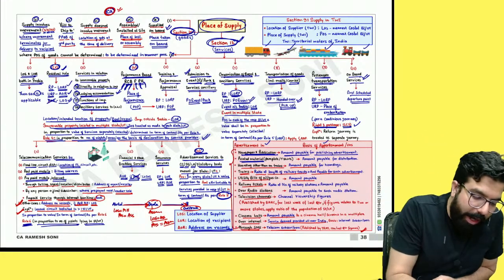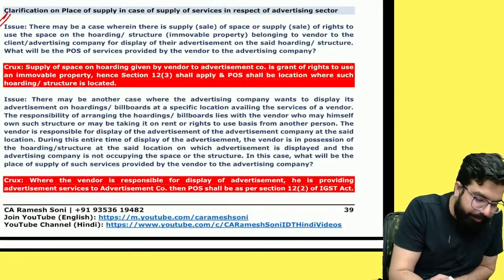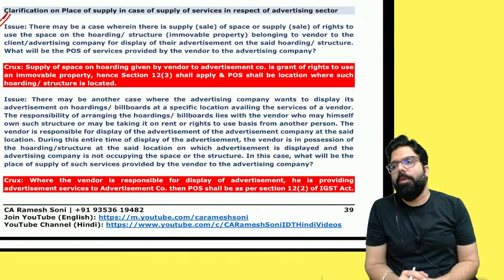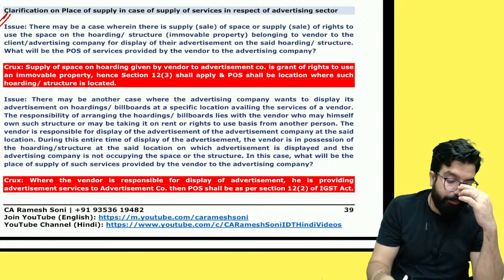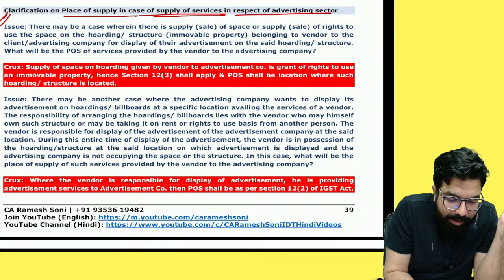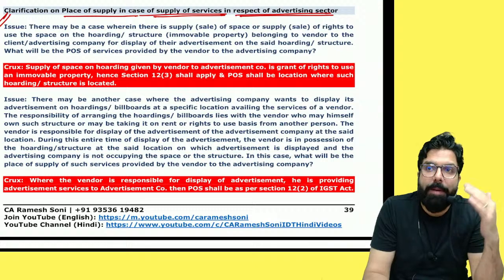Now here one amendment is there which I want to talk about. Everyone listen to me very carefully. Please listen carefully about this amendment. It says place of supply in case of services in respect of advertisement sector. In case of advertisement, what will be the place of supply?